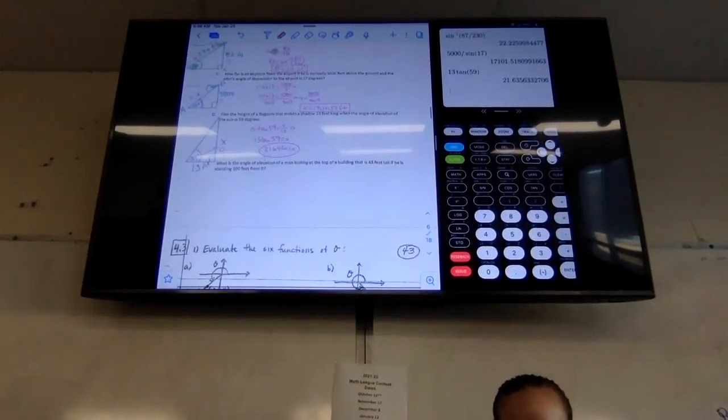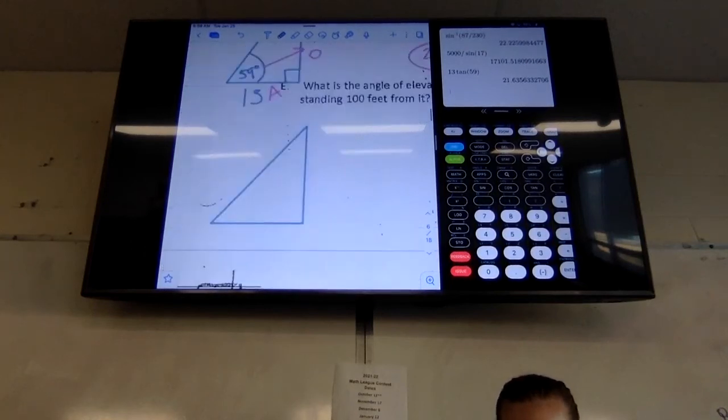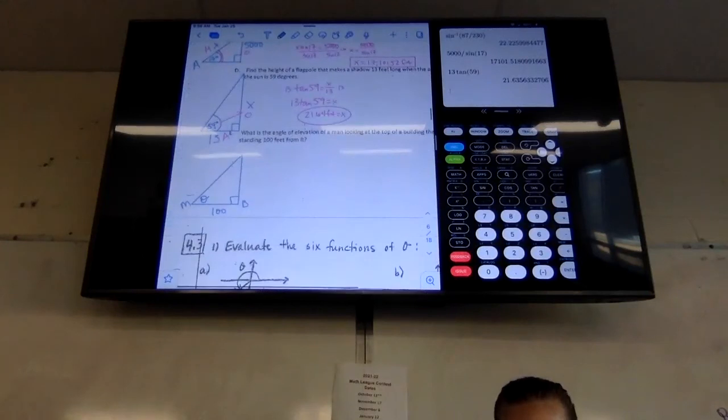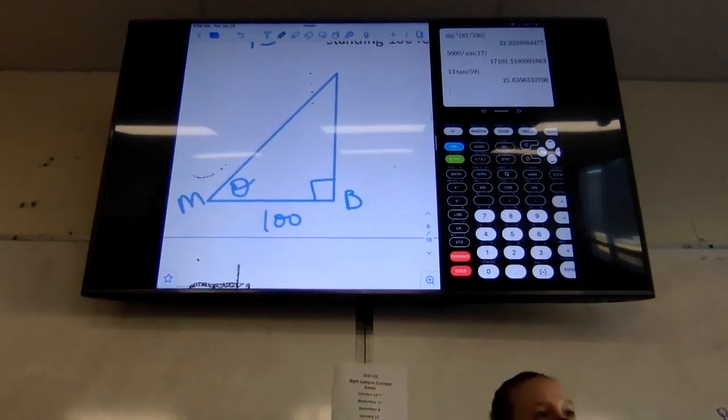All right, last one. What is the angle of elevation of a man looking at the top of a building that is 48 feet tall that he is standing 100 feet away from? Okay. So angle is what we're looking for. If I could draw a triangle, that'd be cool. 100 is the bottom. It's my horizontal distance because my man is standing away from a building. My angle of elevation means I got to put a theta. I got to put a variable in for that. And then it says the building is 48 feet tall. So where does 48 go? My vertical.